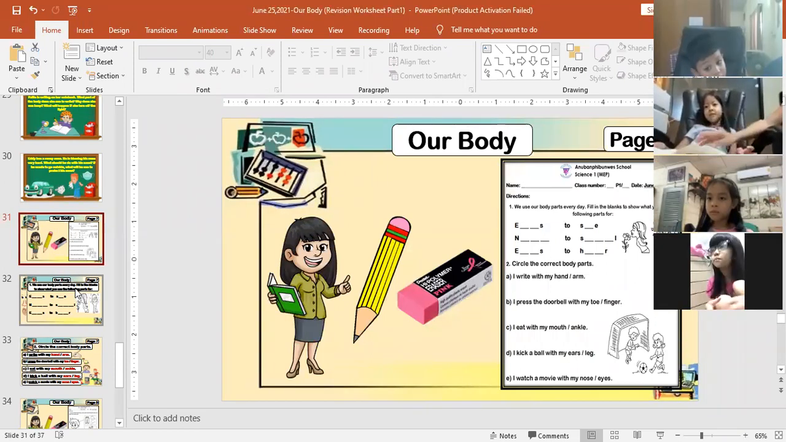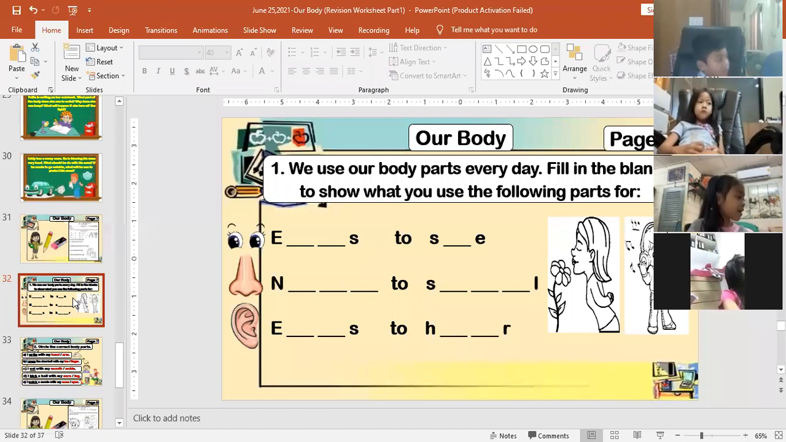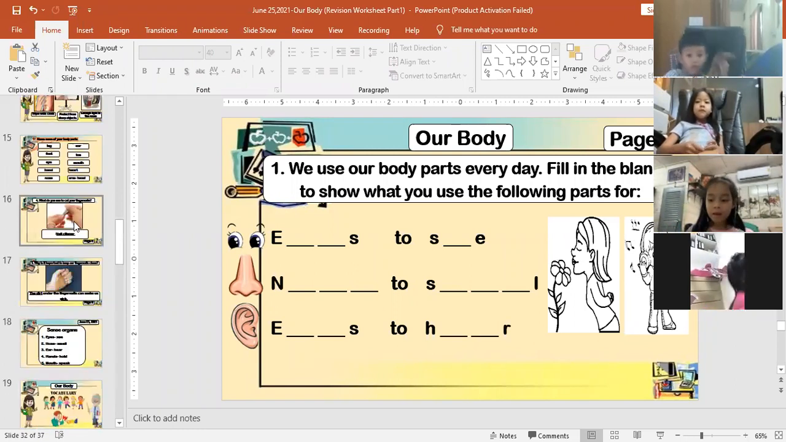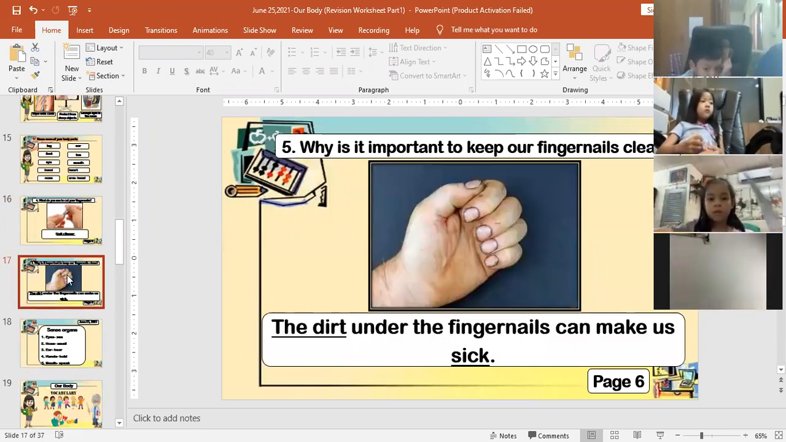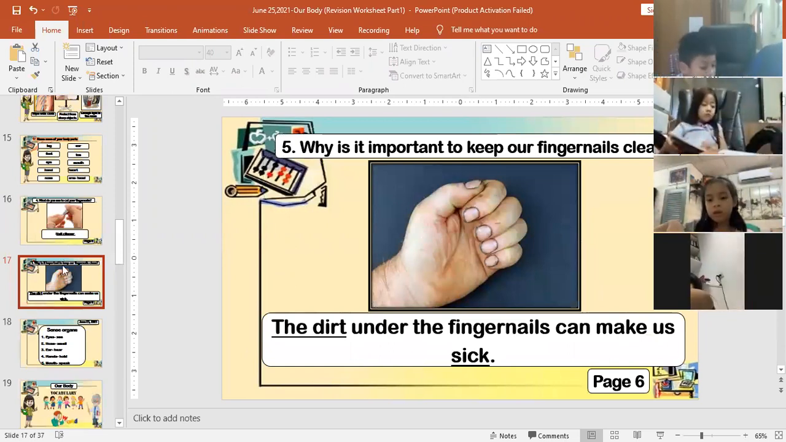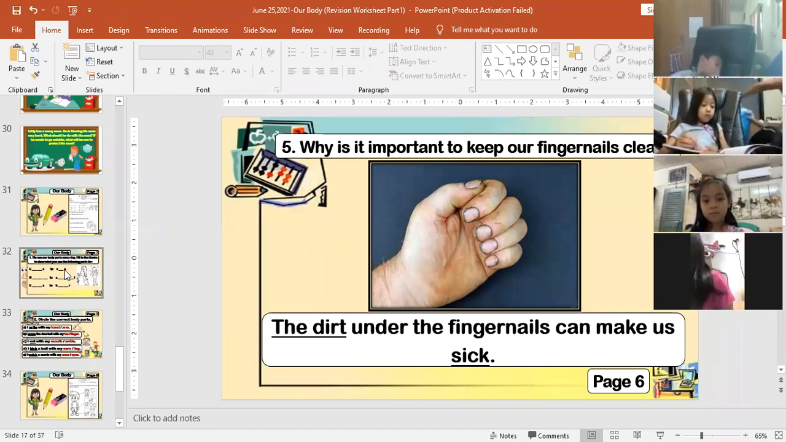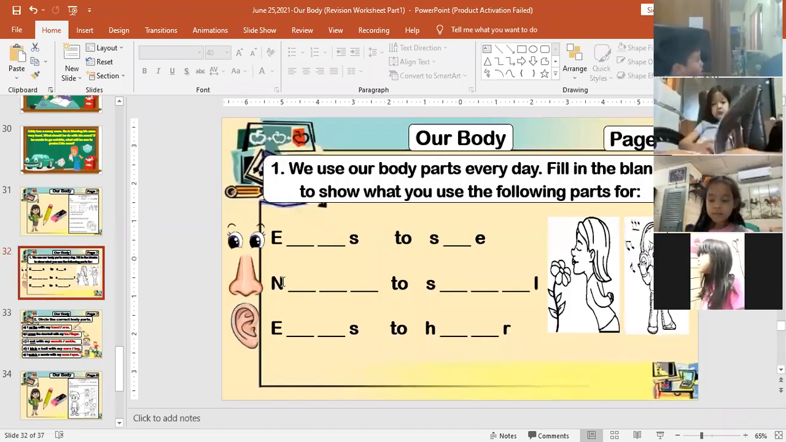Okay, so this time let's move to another part, page 7. Page 7 in your book. You tell me if you are finished, okay? So I am finished. Let's move to page 7.